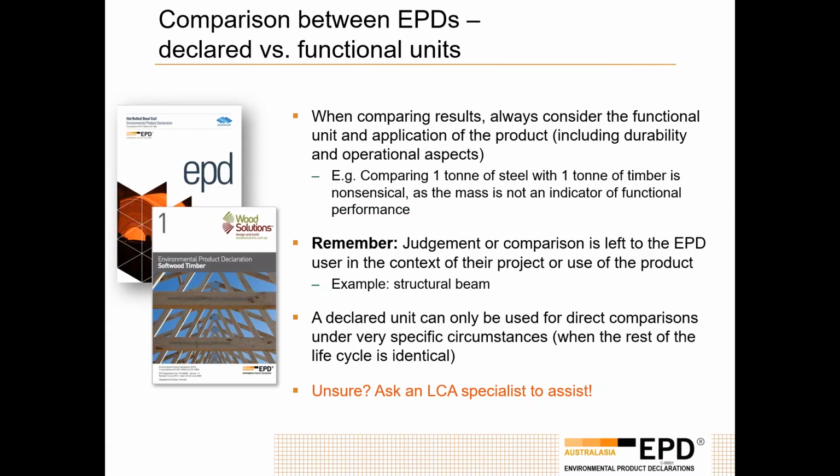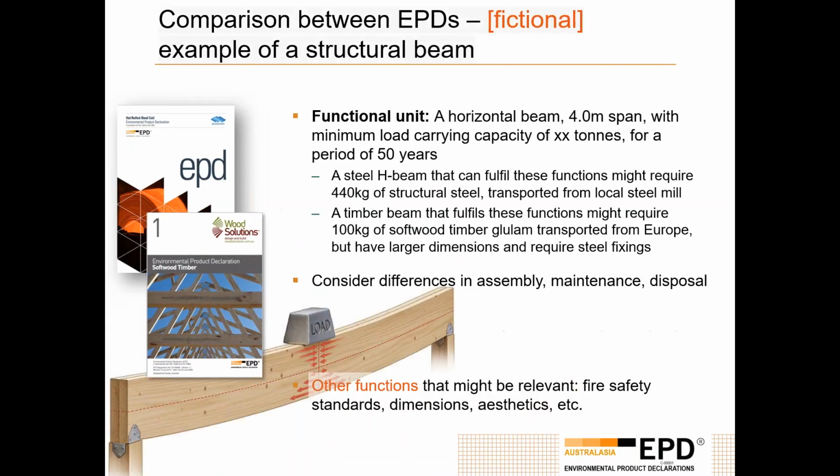So what it means is that it's still useful to communicate the environmental impacts of 1 ton of steel in a steel EPD and 1 ton of timber in a timber EPD. And then the user can actually use that information to work out what sort of application am I looking at and how should I compare that. And a declared unit can only be used as direct comparisons under very specific circumstances, basically when the rest of the life cycle is identical. And you really should ask an LCA specialist to assist you with that if you're making these kind of comparisons, because it's really easy to make a mistake and get the wrong conclusion.